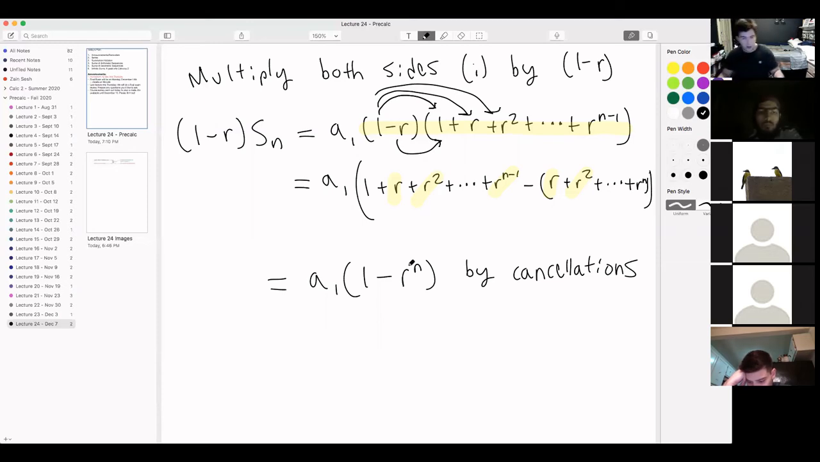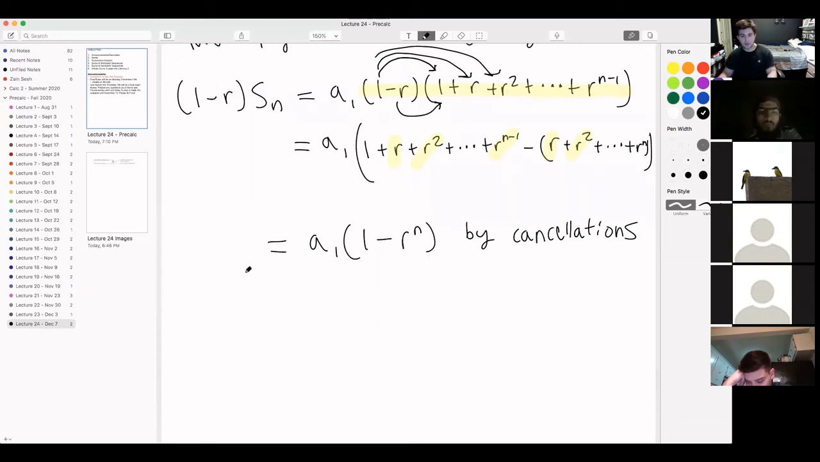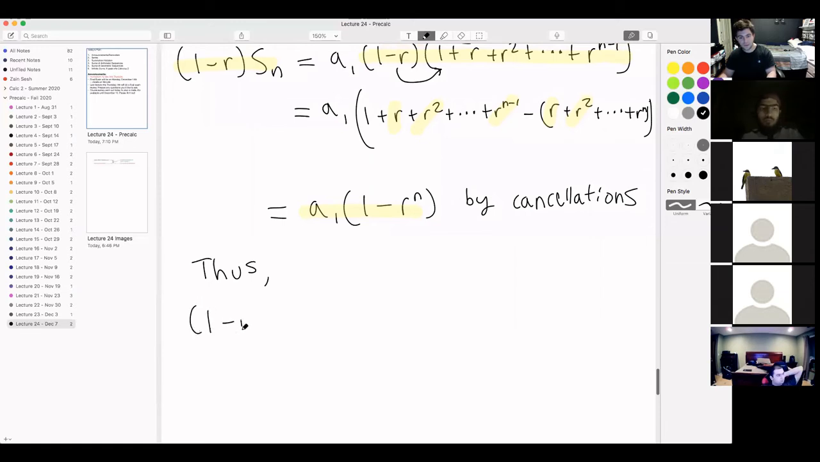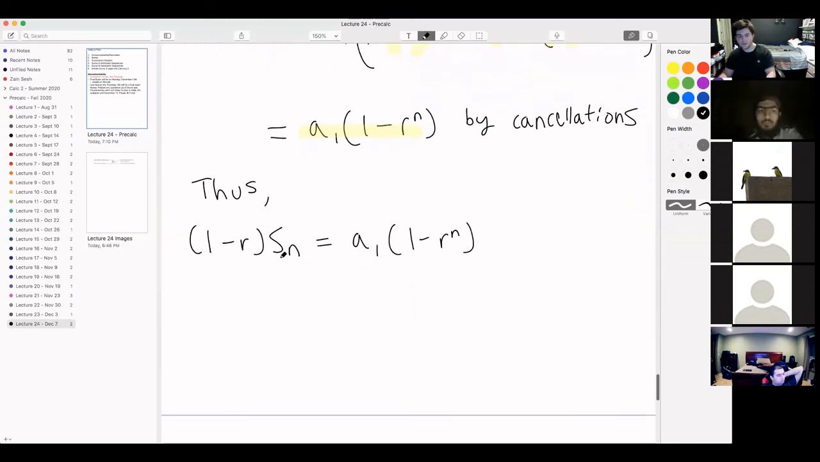All right, so we are pretty much done here. So look at what we have so far. We have that 1 minus r times Sn is equal to that. So let's just summarize. Thus, 1 minus r times Sn is equal to a1 times 1 minus r to the n. And now just isolate this for Sn, because that's what we wanted in the first place. We wanted a formula for the nth partial sum. So divide both sides by 1 minus r, and you get a sub 1 times 1 minus r to the n divided by 1 minus r.